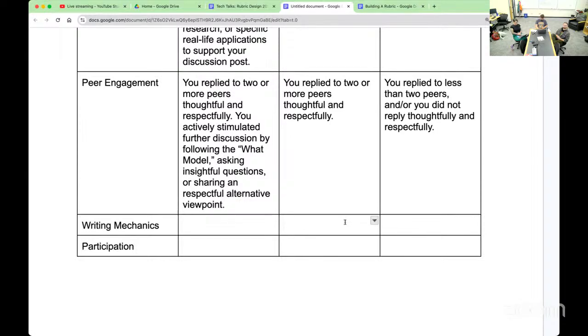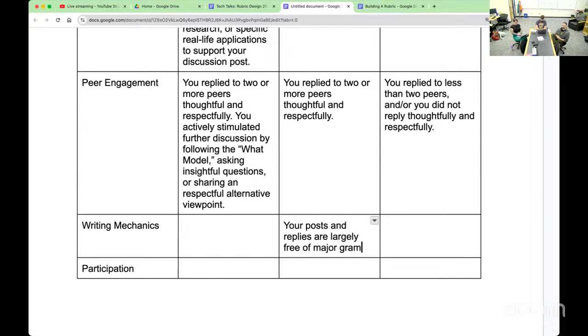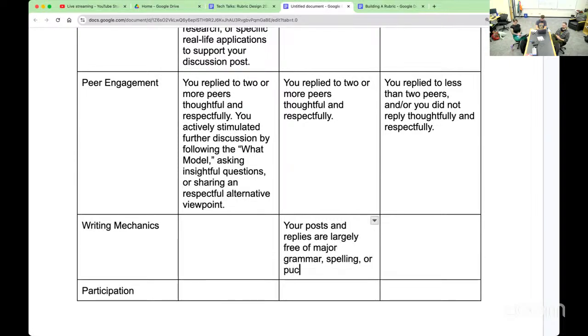And then my last two here, writing mechanics and participation. So again, writing mechanics, I'm not an editor, I'm not an English professor, so I want to keep this relatively straightforward and not super punitive. So I'm just going to say, there, see, I didn't even spell it right, but I caught it.